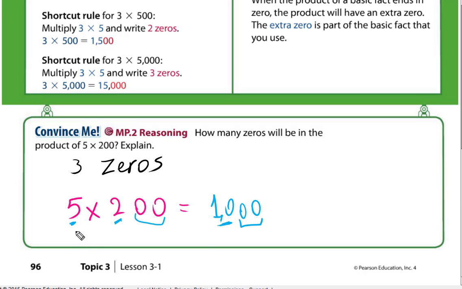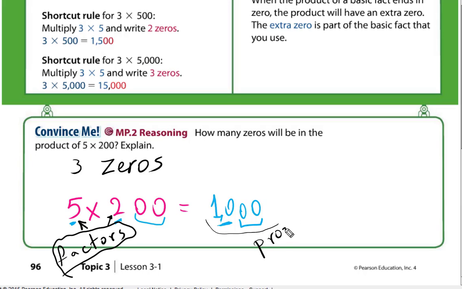Okay, guys, I want to remind you about something. When we multiply, we have something called factors. The factors here are the numbers that we multiply. The factors here are 5 and 200. These are called factors. What about the answer, the result? We call it product.